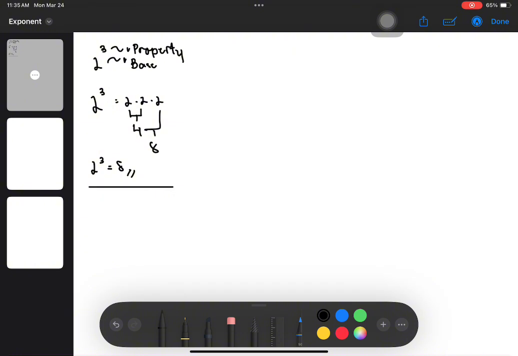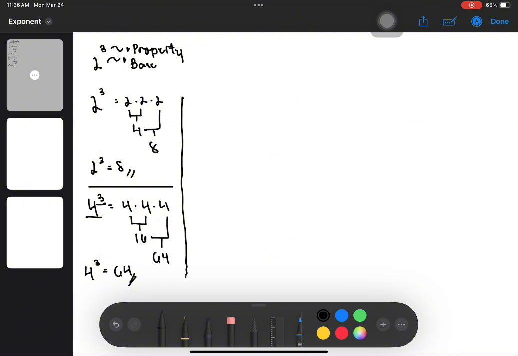Now let's have another example. Our next example is going to be 4 raised to the third power. So now this is going to be 4 multiplied by itself 3 times. So 4 times 4 times 4. Now 4 times 4 is going to be 16. And again, 16 multiplied by 4 is going to be 64. Therefore, 4 raised to the third power is equal to 64. Now that is the general concept of exponents.